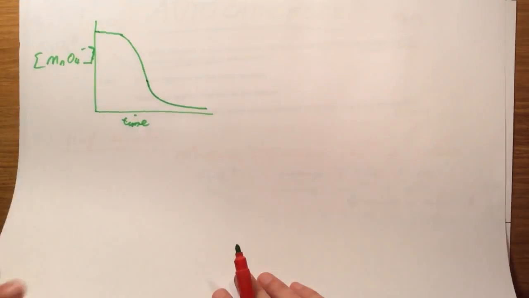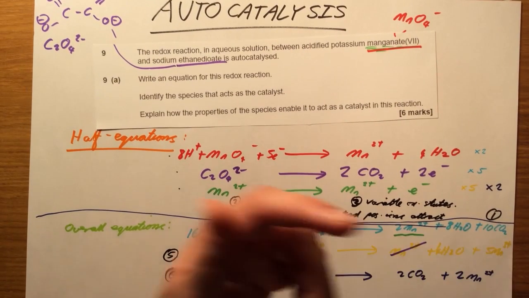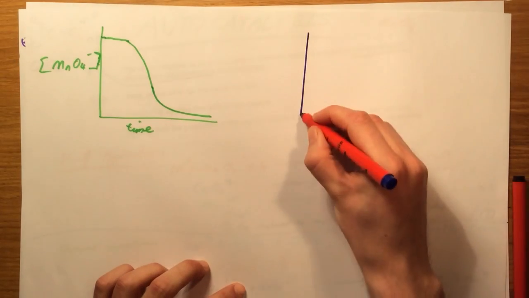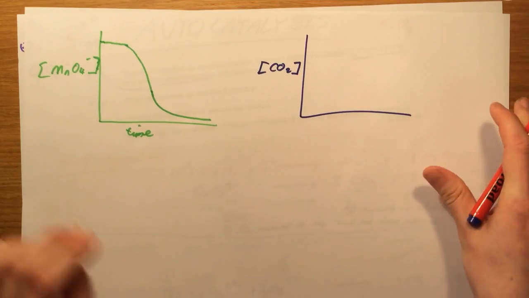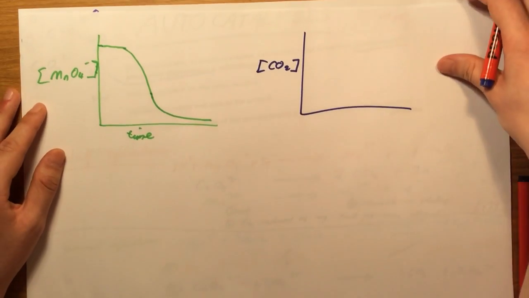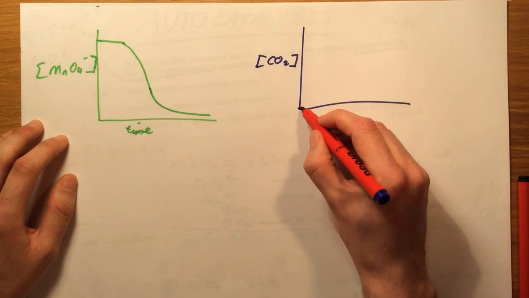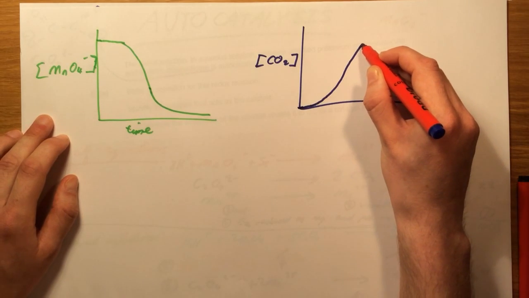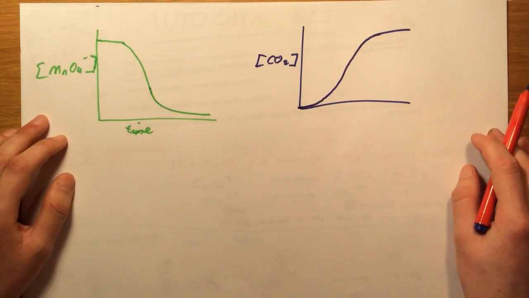On the flip side, you might be asked to draw a graph to show the concentration of, say, CO2, or I guess Mn2+ in this reaction. And that would be the opposite way around. So our graph for that one would look something like this. Let's imagine we're in a sealed room. Let's do the concentration of carbon dioxide. At the start, the reaction rate again is going to be very slow. However, we have no carbon dioxide at the start. So it's effectively going to look like the inverse of the opposite graph. We're going to start off with a very, very slow reaction rate. As we form the catalyst, the reaction rate will speed up. And as the reactants are used up, the reaction rate will slow down. So the concentration of CO2 will start to level off.